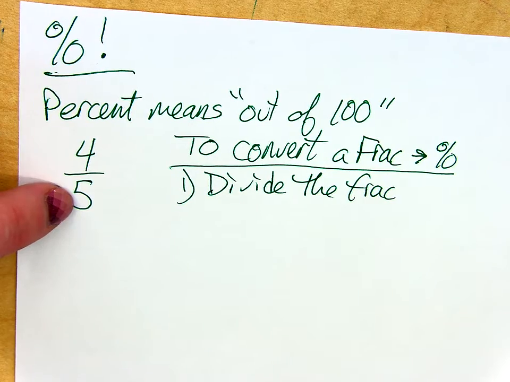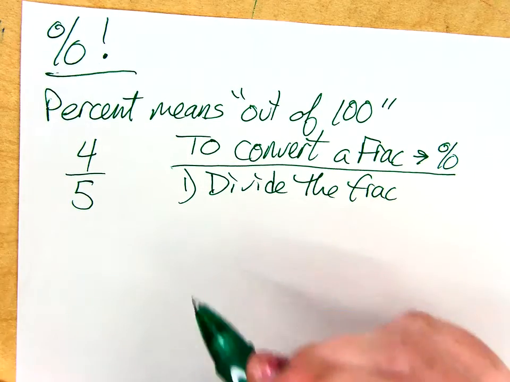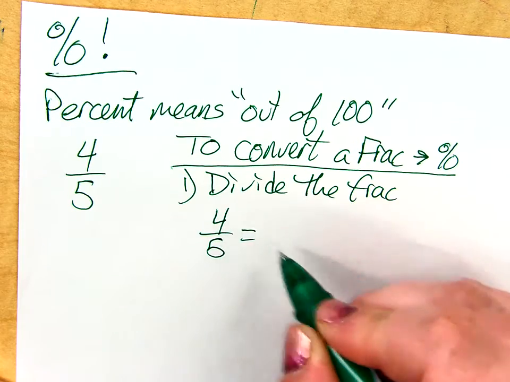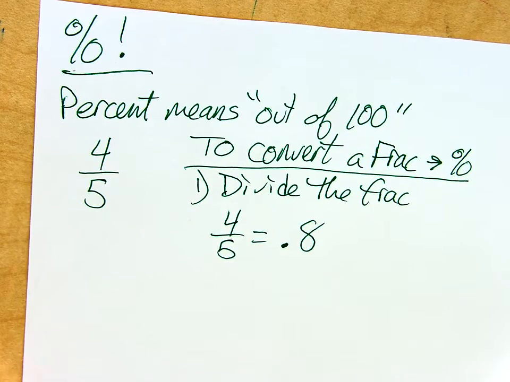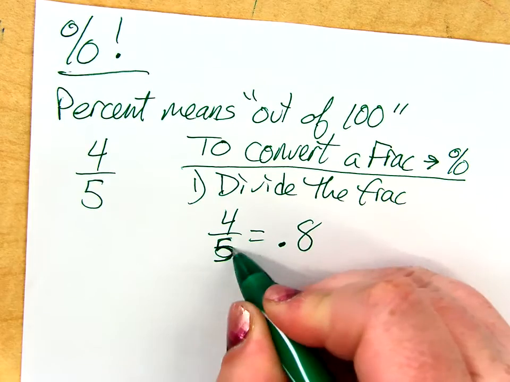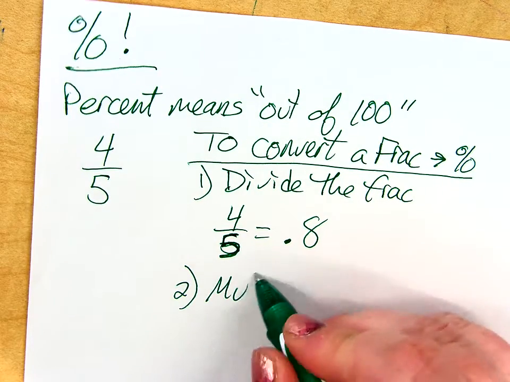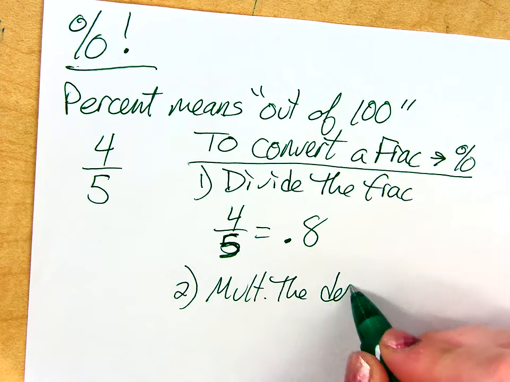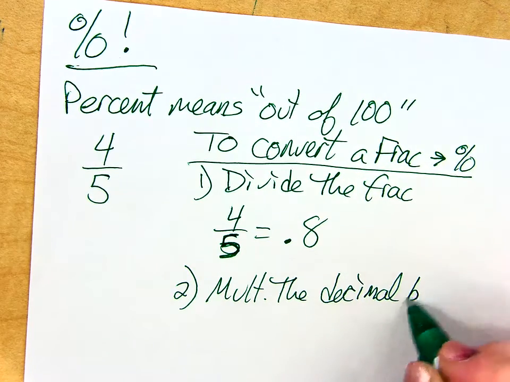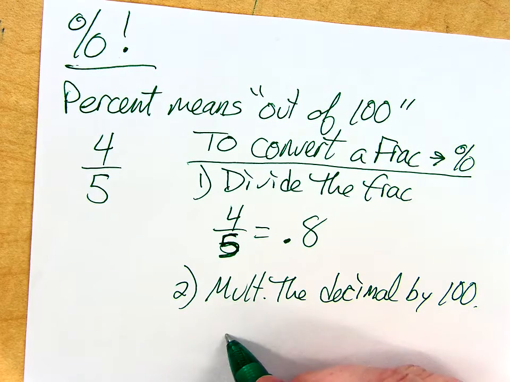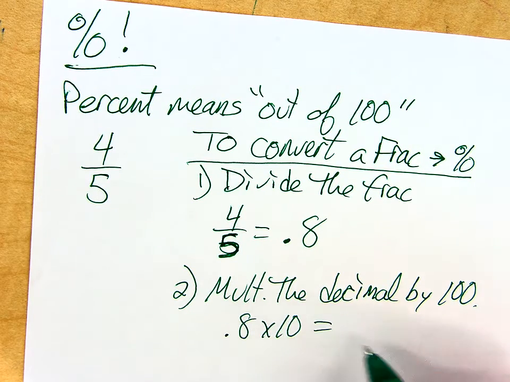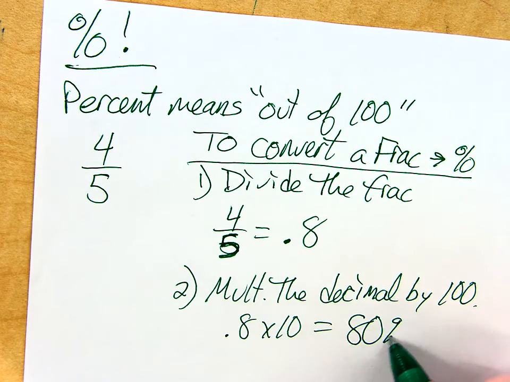You can even use your calculator if you want. If you do 4 divided by 5, what do I get? 4/5 comes out to be 0.8. That's a 5, not a 6. And then all you have to do with that decimal is multiply that decimal by 100. And that's your fraction as a percent. So step 2, multiply the decimal by 100. So 0.8 times 100 is just going to be 80%.